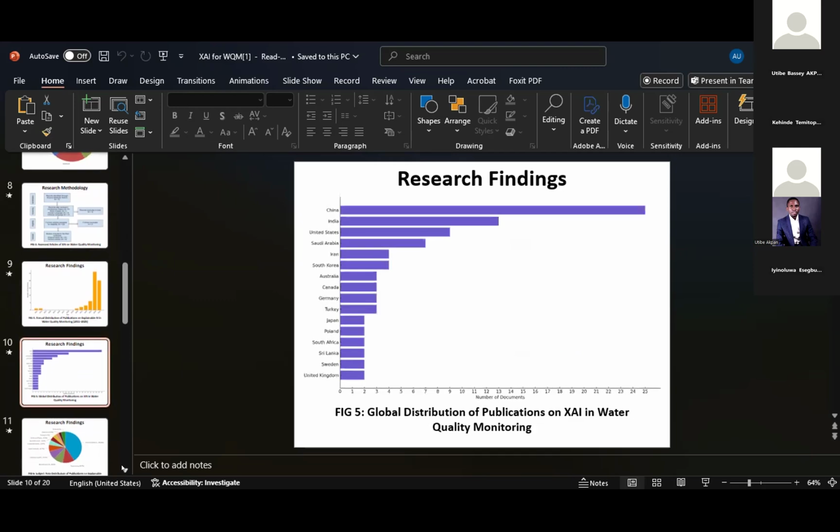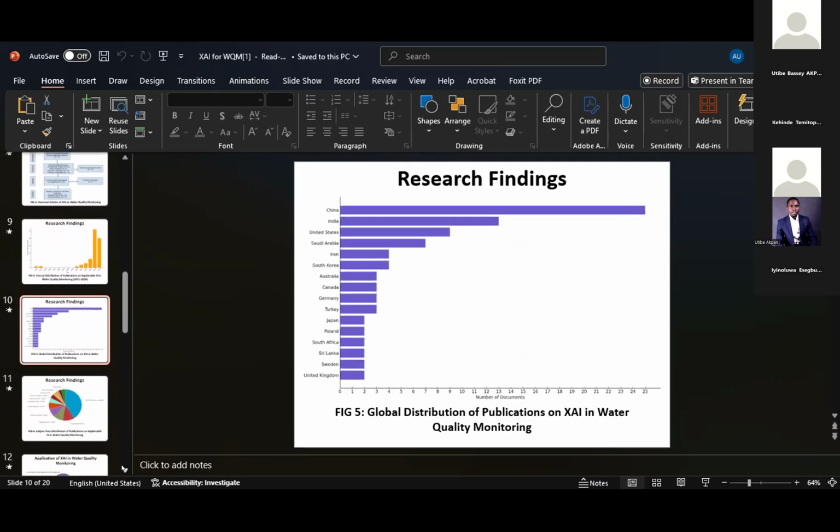Also, in terms of the countries that are really dealing with explainable AI, China takes the lead, followed by India and the USA. As you can see on the screen, we have these countries leading the application of explainable AI in water quality monitoring. Next slide, please.